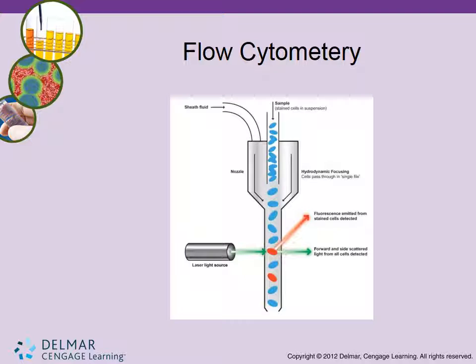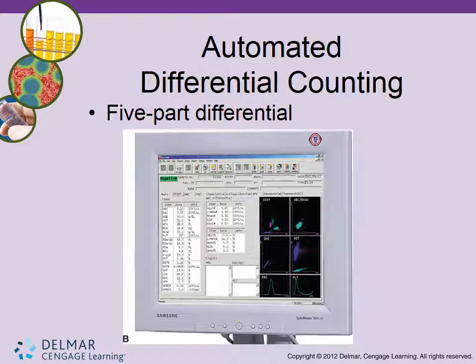The light scatter is detected by the photo detector. You can see where that's located. And these instruments are going to use light scatter to create a 5-part WBC differential. Here you have an example. Though it's kind of small, this is what a 5-part differential looks like on the computer screen of an analyzer.